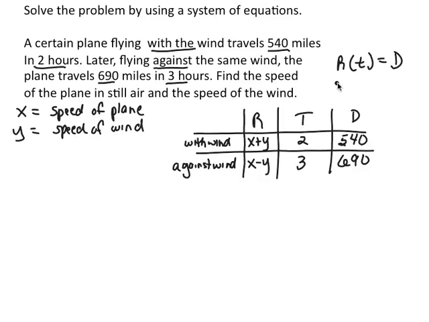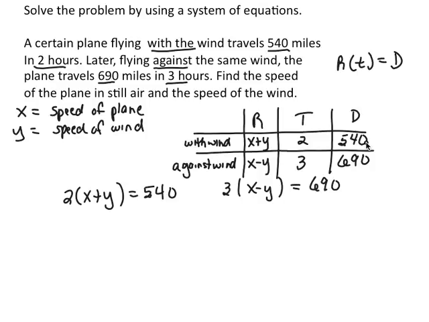So again, remembering that rate times time equals distance, that will give me my two equations for this problem. So I get 2 times x plus y is equal to 540, and 3 times x minus y is equal to 690. I'm going to go ahead and distribute the 2 here. 2x plus 2y equals 540, and then 3x minus 3y equals 690.